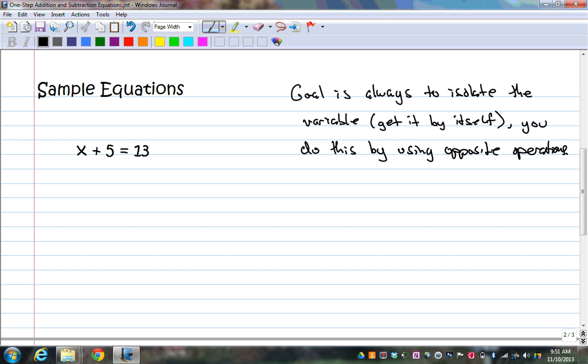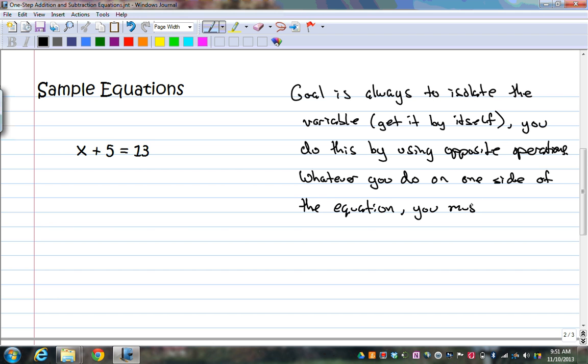One thing that's really important for you to remember, whatever you do on one side, I wrote 1 right there, see? On one side of the equation, you must do it on the other side as well. That is extremely important.